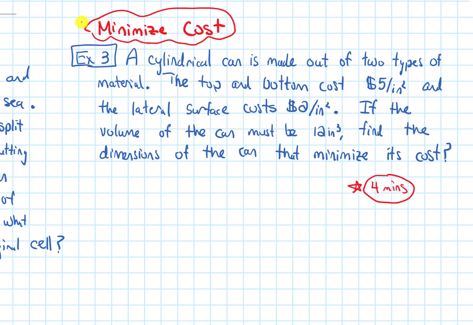In this video, we will do an optimization problem where we minimize cost. So the example says a cylindrical can is made out of two types of material. The top and bottom cost $5 per square inch, and the lateral surface costs $2 per square inch. If the volume of the can must be 12 cubic inches, find the dimensions of the can that minimize its cost. So this is a very typical optimization problem that actual manufacturers deal with. They want to find the cheapest possible container or packaging for whatever product they're distributing.